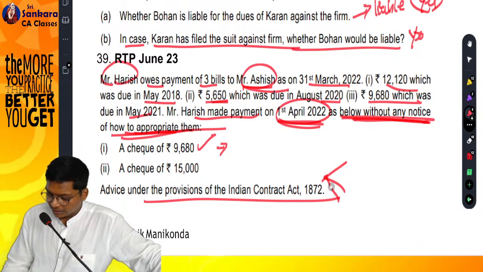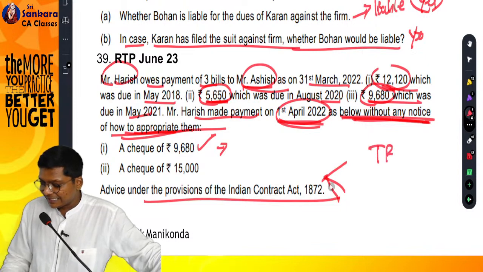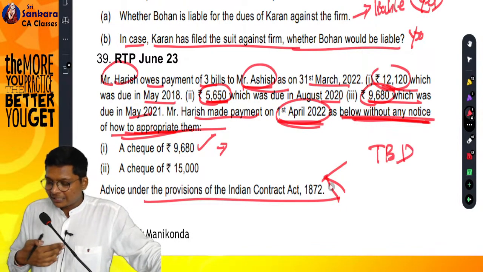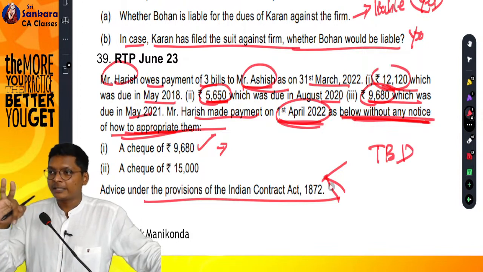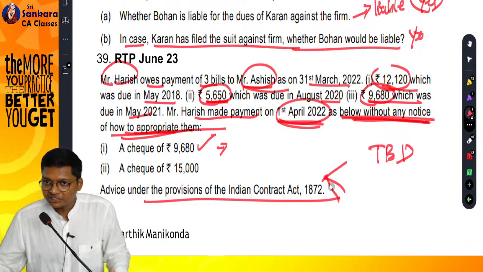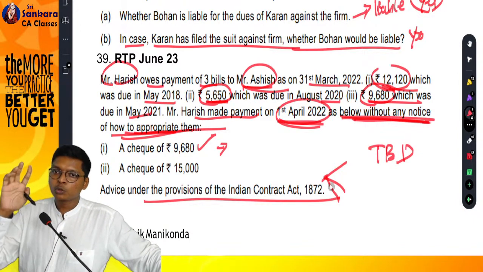But here if you see 9680, 5650 and 12,120. Is there any time bar debt here? Because we can't assume, because time bar debt is not 3 years. State by state it will change. So unless the question mentions something is time bar, you don't assume it to be time bar. That is rule number 1.